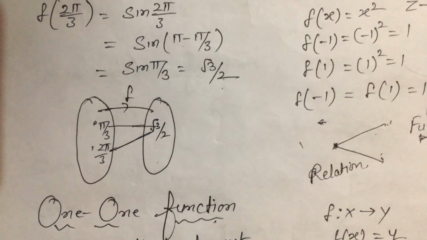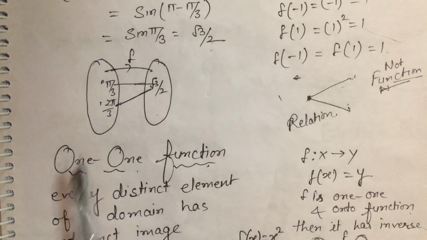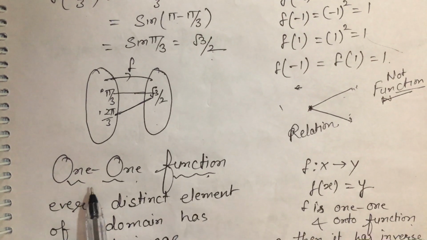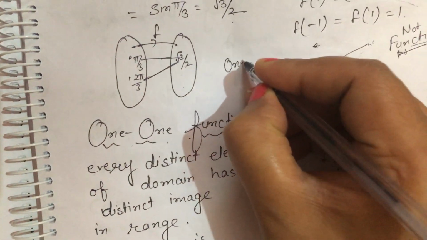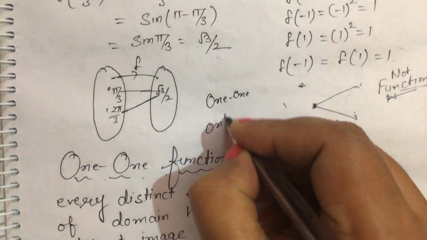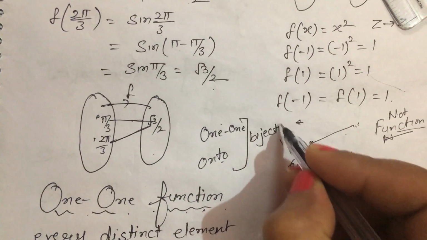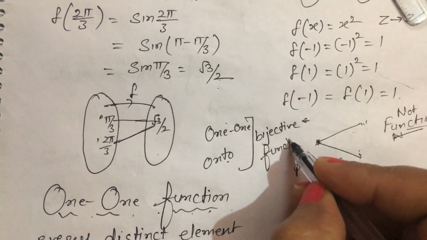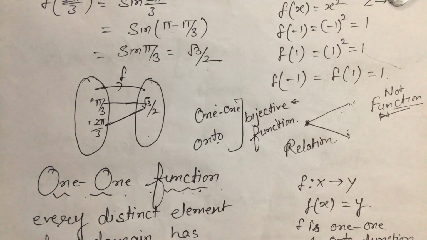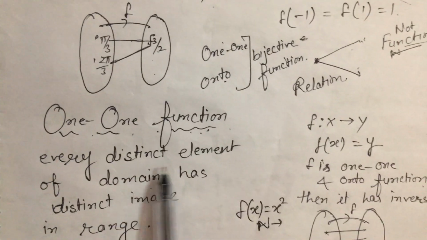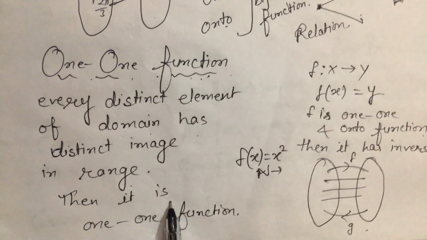Why are we using one-one function? Because if you want to find the inverse of trigonometric functions, then the function should be one-one and onto. One-one and onto means bijective functions. If a function is one-one and onto, then that is called a bijective function. What is the meaning of one-one function? If every distinct element of domain has a distinct image in range, then it is one-one function.